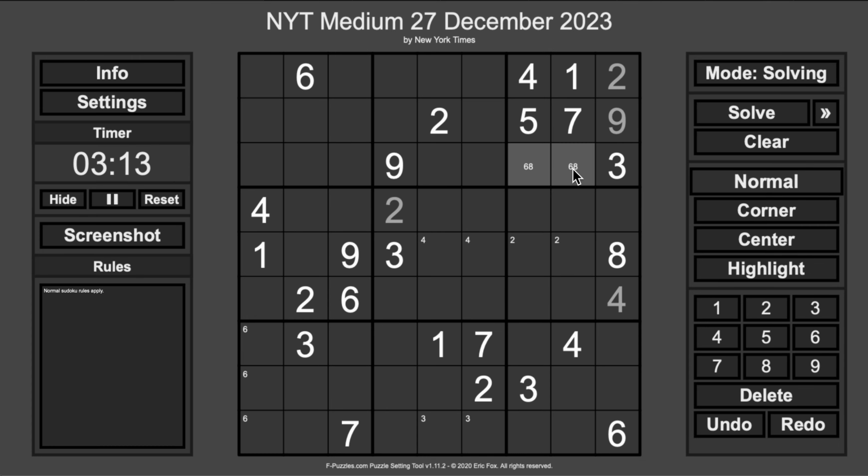This turns into a 6, 8 pair here. I've got 3, 6, 8, 9. I need 1, 2, 4, 5, 7 for the rest of row 3. This sees 2 and 7. This sees 1 and 2. That one sees 7. This one sees 2. That one sees 1 and 4.